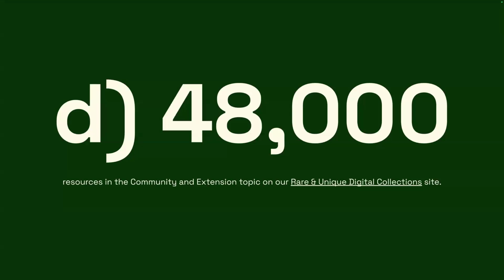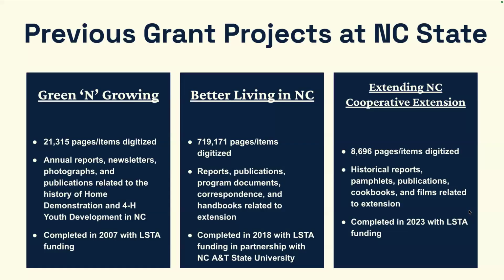So what that means is while there are 48,000 resources related to community and extension on our digital collection site, there are a great many more individual images related to extension than that. Just as an aside, there's also another topic just for agriculture that has quite a few materials in it as well. So we have done quite a few projects at NC State related to extension in the last 20 years or so.